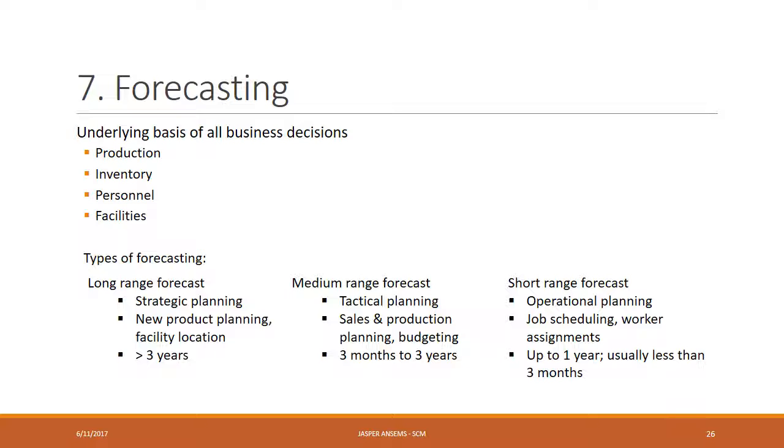Next up is forecasting, the underlying basis of all business decisions actually. So you have forecasting in production, in inventory, in personnel, and in the facilities. You have different types of forecasting. You have the long range forecasting, strategic planning. You have the medium range forecasting and tactical planning, and of course operational short range forecasting.